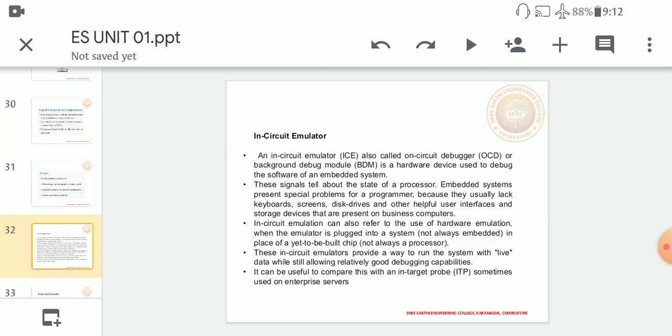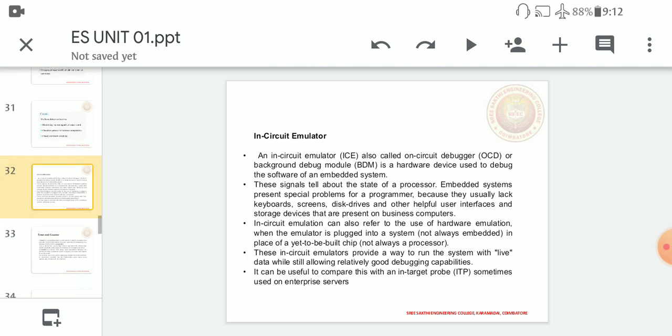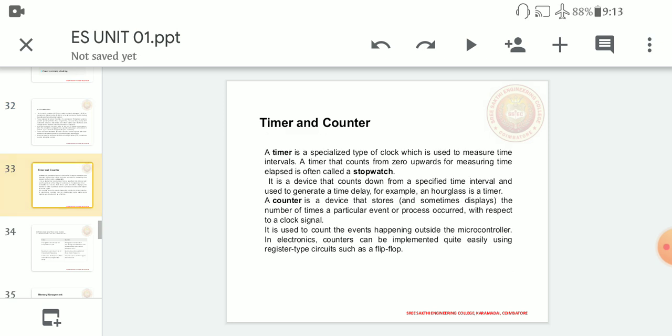And the next one is the in-circuit emulator. So the in-circuit emulator is also a debugger tool which works on the background of the module. So it is used for hardware devices, and target debugging is used for software. So what is this in-circuit emulator used for? It provides a way to run the system with live data while still allowing relatively good debugging capabilities.